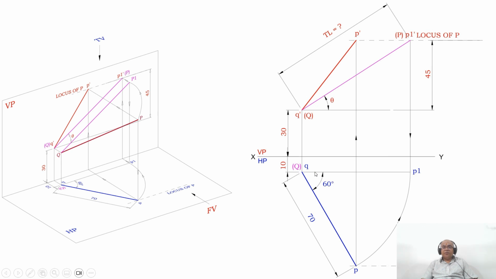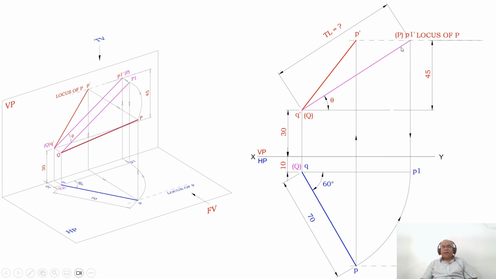As we know that the top view line is parallel to XY, its corresponding front view is going to be in true length. So once you get this point, you mark this point as P1 dash, and you make it capital P because this line will be in true length. Then you are going to get the locus of P in the front view.